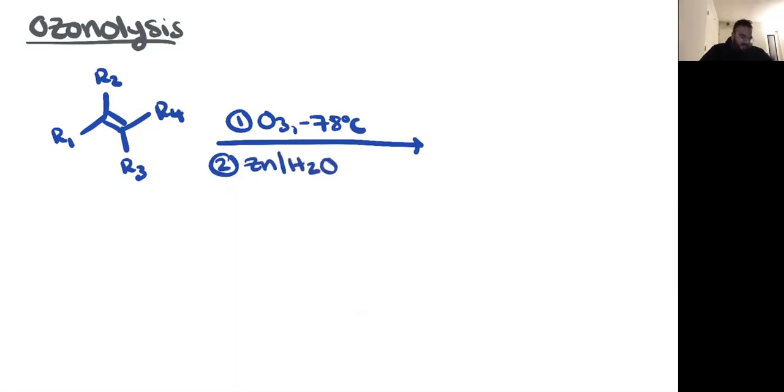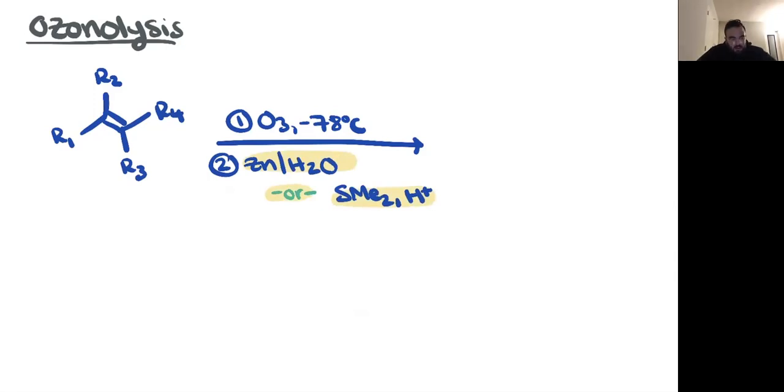Second step will be zinc and water. But another possibility that you can see here is, what's it called? DMS, dimethyl sulfide, and acid. Cool. You could see either one of these examples on an exam. I personally have actually run this reaction with dimethyl sulfide as a workup.